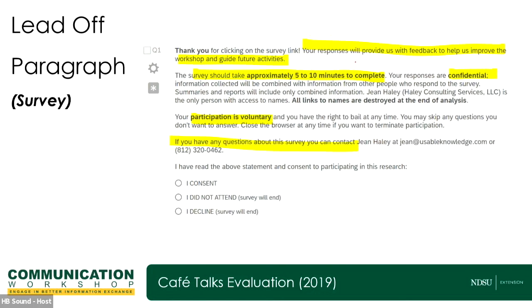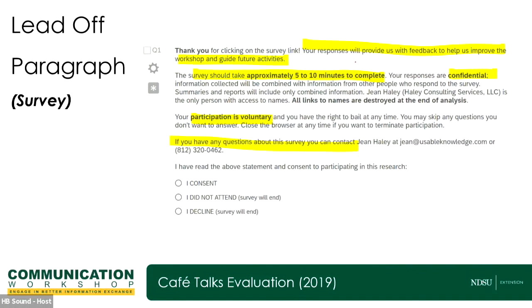Let them know their data is confidential if that's the case, and it should be if you made it through IRB. And let them know that all their links of names and data are going to be destroyed. This is IRB stuff, so include all your IRB requirements. Your participation is voluntary, and there'll be no penalties if you don't do it. Also give them contact information for who they can contact about the survey.